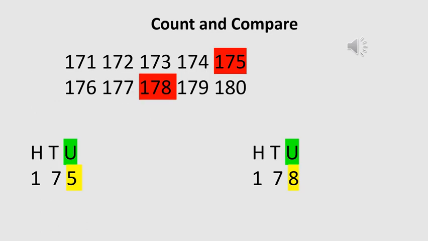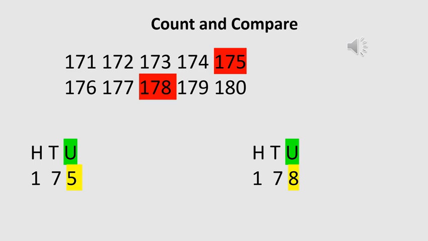In front of you, you have a set of given numbers. We already know that three-digit numbers have the values of hundreds, tens, and units. Let's count from 175 to 180. 175, 176, 177, 178, 179, 180.